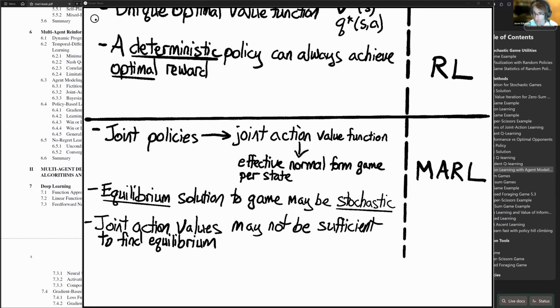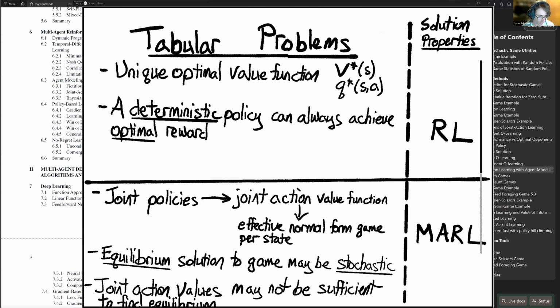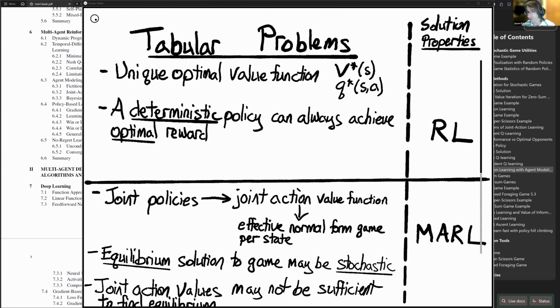And there's an example in the book of a type of game that has this property. I'm going to actually mention it in the next page a little bit. But in normal reinforcement learning, the value function is sufficient to find the optimal solution. In fact, that is the thing that is unique about the optimal solution, is the value function. And in multi-agent learning, the value function is not necessarily enough to get the equilibrium solution.